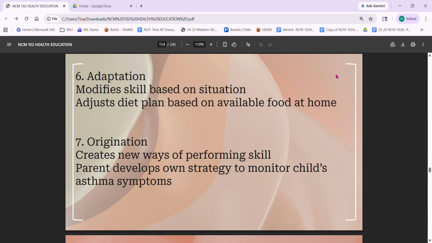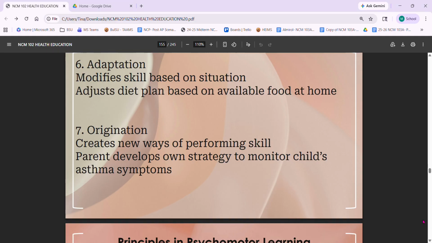And origination, this is creating new ways of performing skill. Okay, so usually a parent develops their own strategy to monitor the child's asthma symptoms. Okay, so again, for your psychomotor, you have 7 levels for this one.